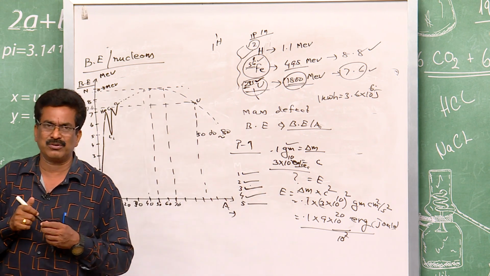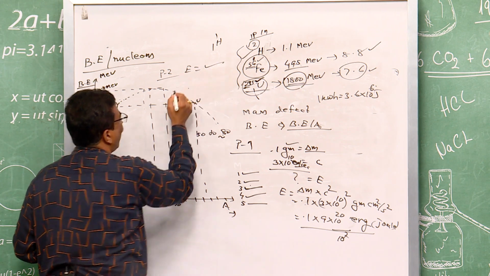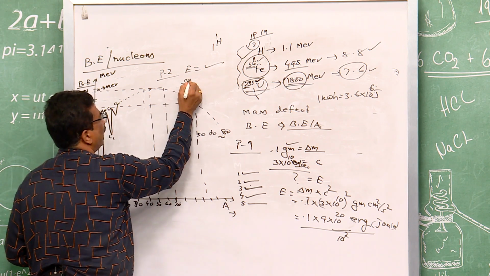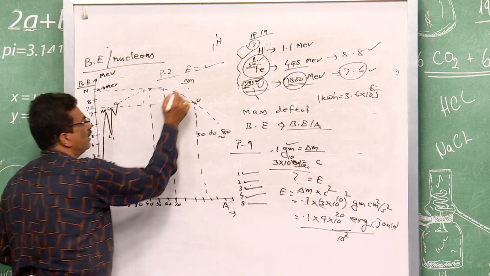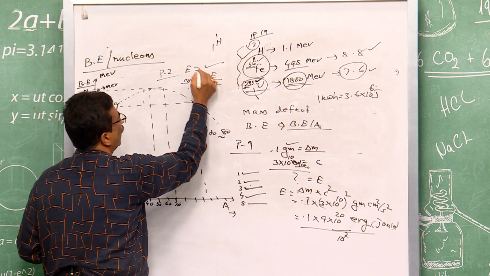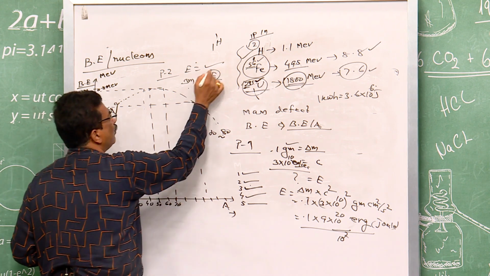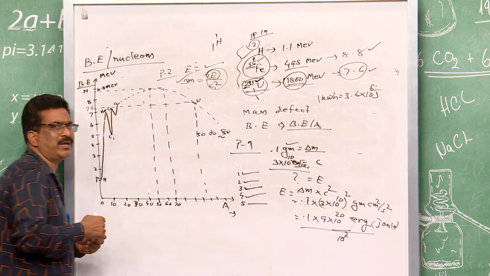Similarly, for the second question, find the mass equivalence of the energy given. For problem 2, the energy is given and the mass equivalence is asked, which means delta M is asked. You know delta M is equal to E by C square. The value of E is given and you already know C, so you divide that, and that will give you delta M.